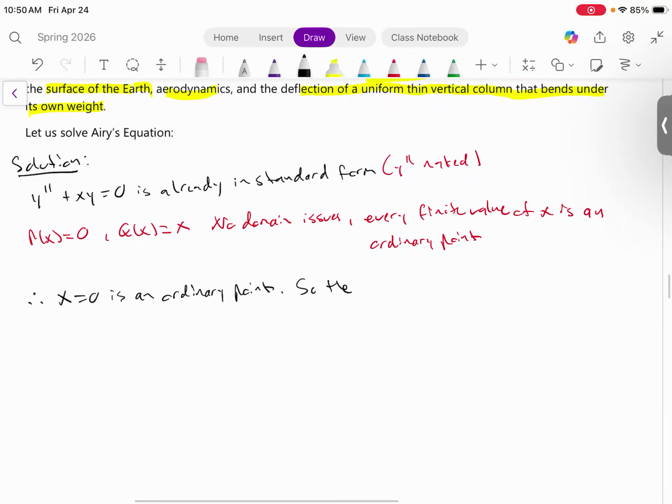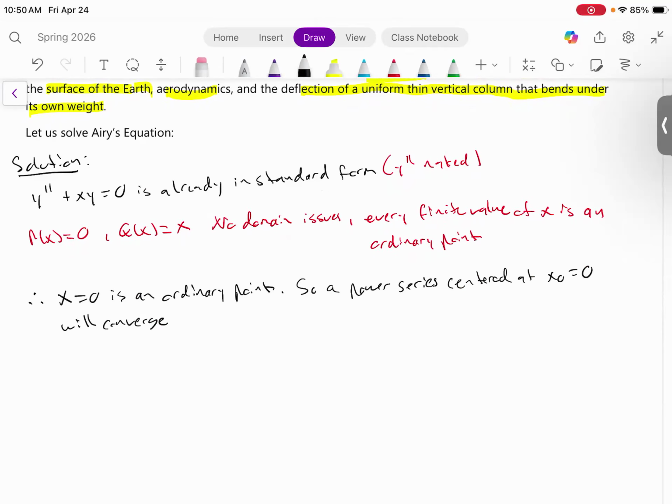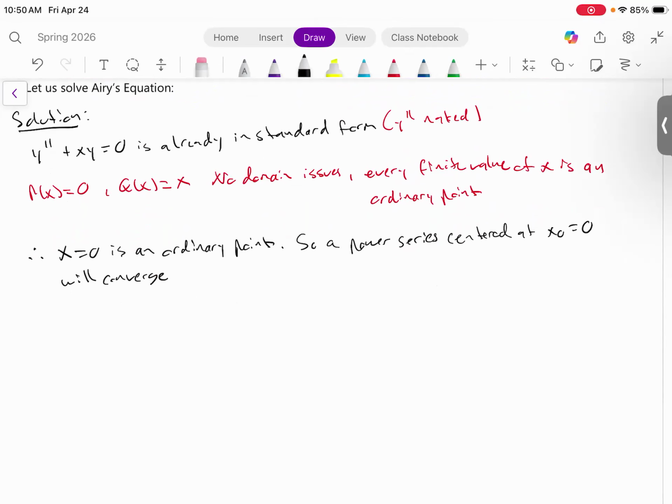So a power series centered at x equals 0 will converge. That's great news for us. So we're going to consider the power series solution y equals the sum from n equals 0 to infinity of a sub n x to the n. You could think about it as x minus 0 to the n, but we don't really need to write that because it's a bit redundant. So we could just say x to the n.